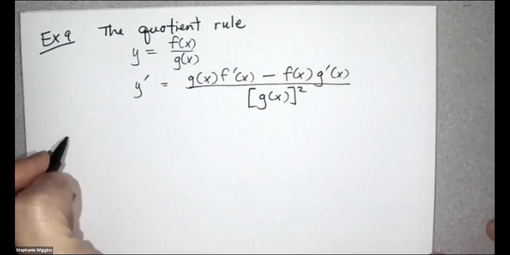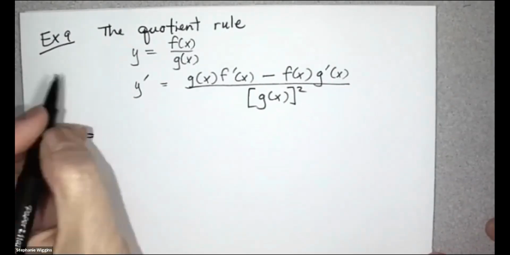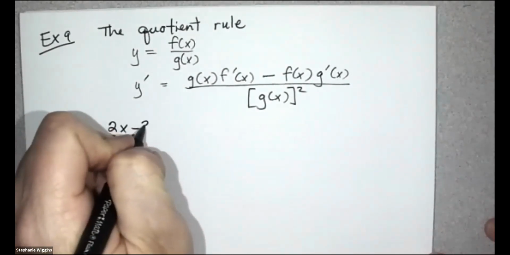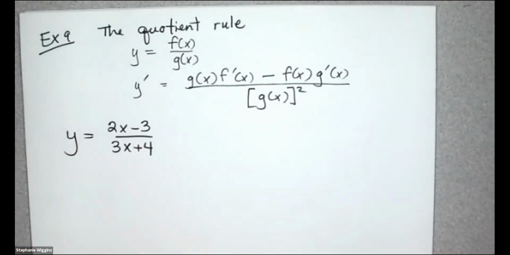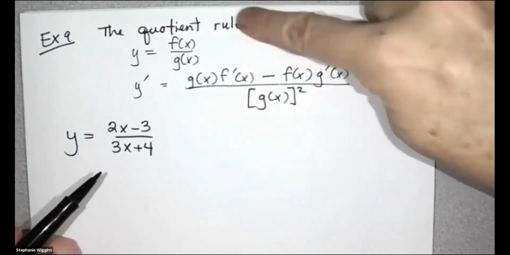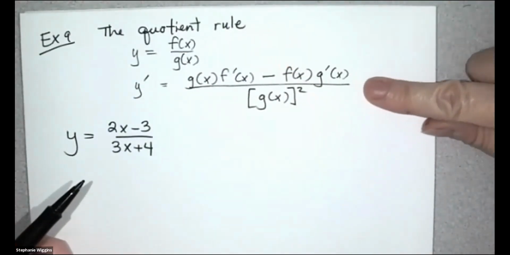So let's say that we have a function y equals 2x minus 3 over 3x plus 4. So in the previous problem, we were taking the product of these 2 linear functions. Now we're taking the quotient. So it's a whole new function, and because it's a quotient, we have to use the quotient rule.